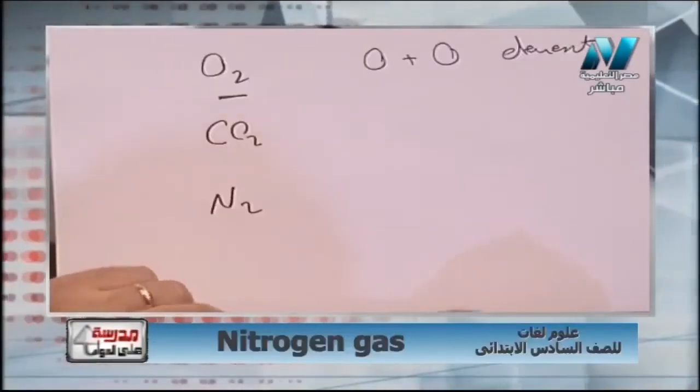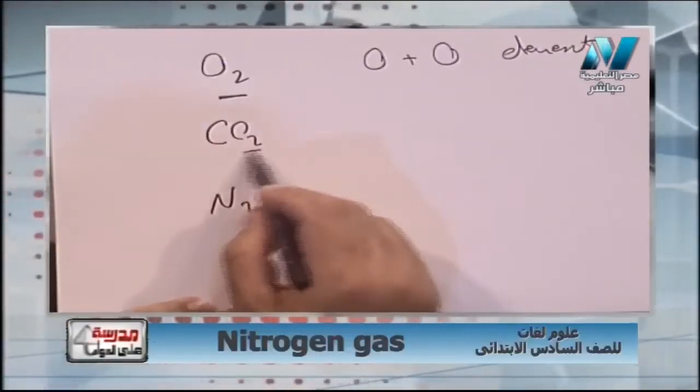Please, I will write them in detail to explain the difference between the element and the compound. Oxygen gas, as we know, consists of 2 atoms of oxygen. So it will have oxygen atom and oxygen atom. So it will be an element. Why is it an element? Its name is O2, which means it consists of 2 atoms of oxygen, both of the same type, so we call it an element.